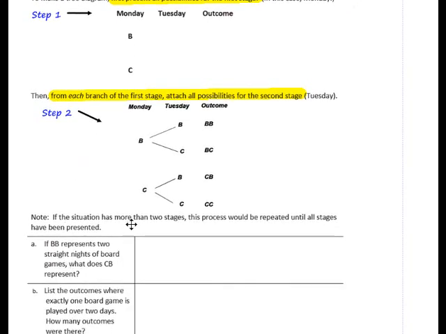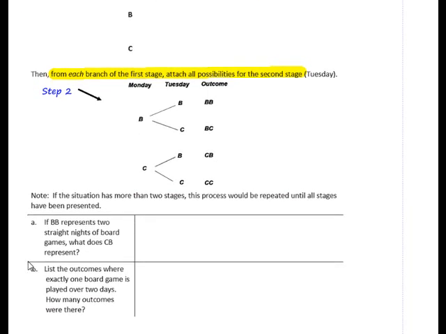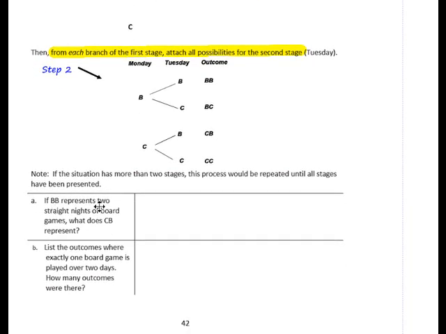Note, if the situation has more than 2 stages, this process would be repeated until all stages had been presented. What they mean by that is you could be playing games on Monday, Tuesday, Wednesday, Thursday, etc. So tree diagrams can be used for more events than just 2. Question A. If BB represents 2 straight nights of board games, what does CB represent? CB would represent cards on the first night and board games on the second night.